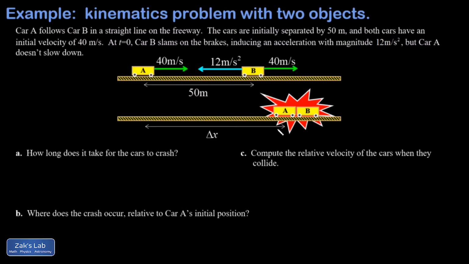One thing we're ignoring in this problem is the width of each car. I'm not concerned about that. So we're kind of pretending that the cars are just point masses. And what does it mean for the two cars to collide? It means that they're in the same place at the same time.